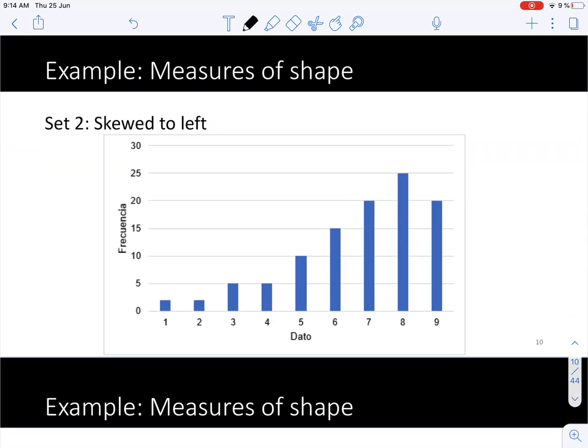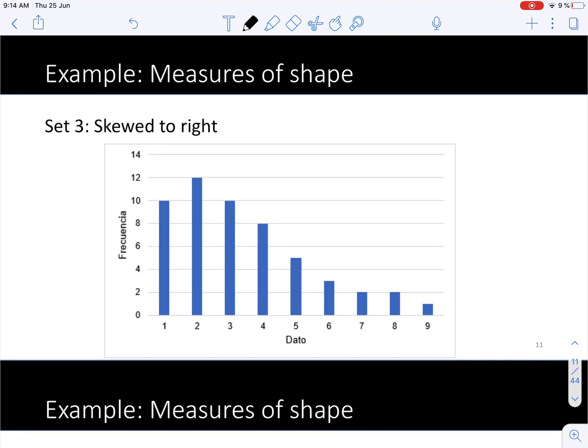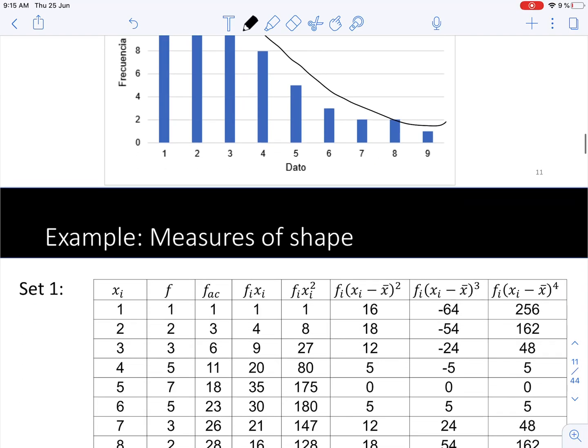When we plot the second data set, the second product, please notice here that we have a left tail that is longer than the other one. So it's skewed to the left, negatively skewed. So we expect that the skewness in this case is negative. And in the third case, we have a longer tail that goes to the right. So this is skewed to the right, or positively skewed.